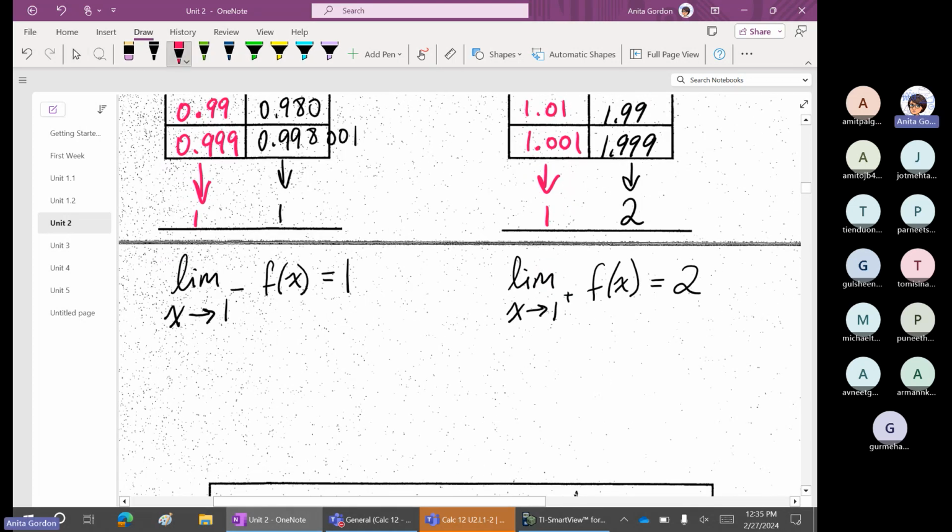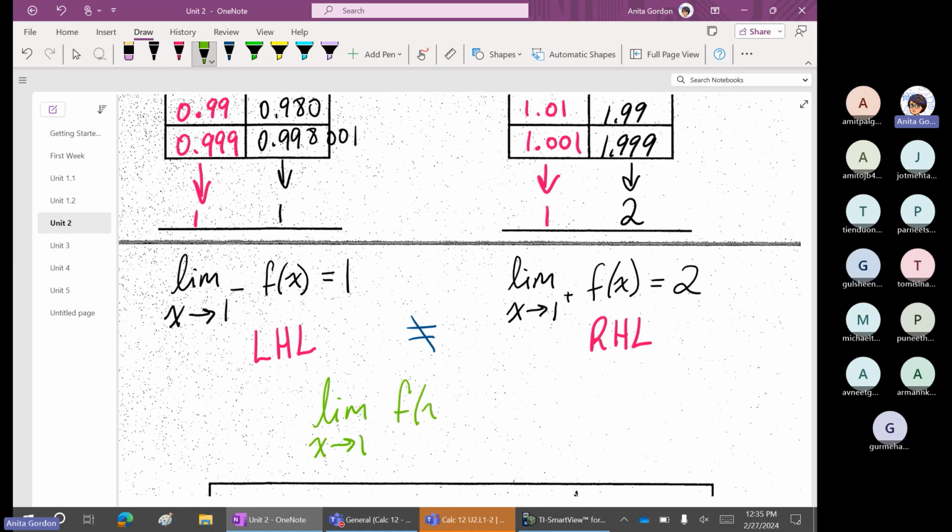So this is what we call a left-hand limit, and this is a right-hand limit. Because these two do not match, our statement is that the limit as x approaches 1, if I don't specify a direction, that means I'm meaning from both sides. If the two sides don't agree, then the limit as x approaches 1 does not exist.